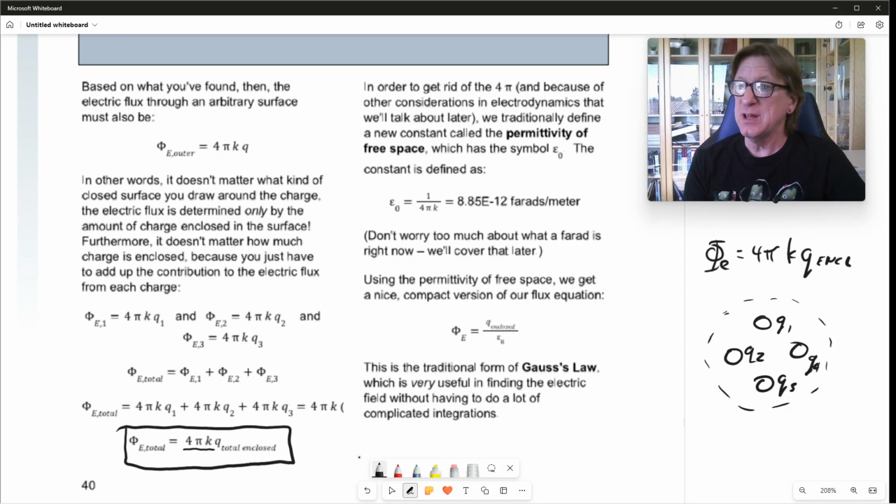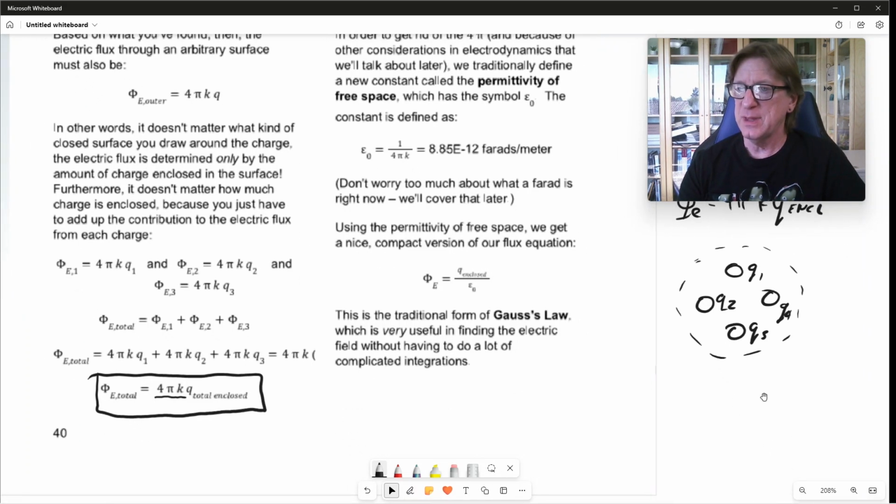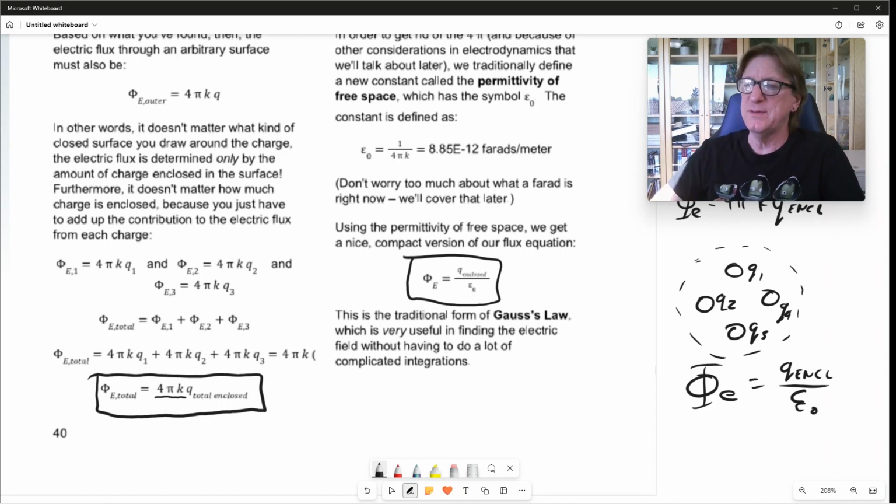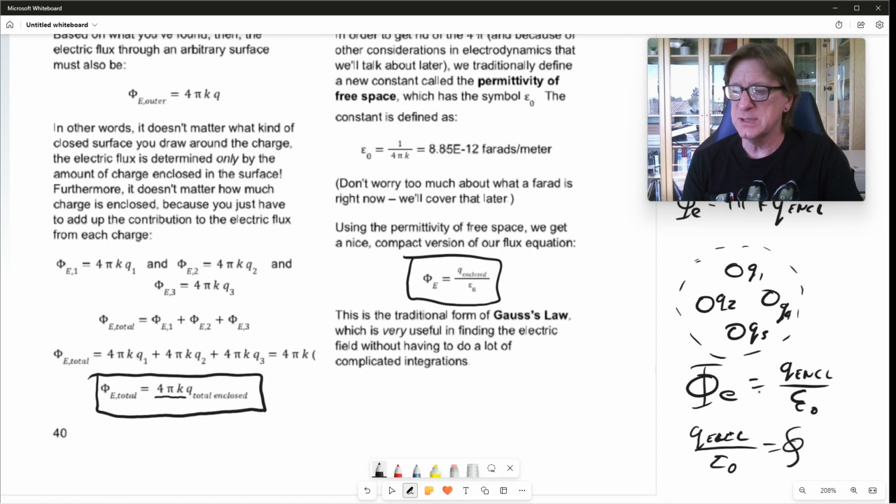Well, I want to make my formula a little bit prettier by replacing this with the permittivity of free space. And when I do that, then I'm going to get this result right here, that phi e is equal to the Q enclosed divided by this epsilon naught, this permittivity of free space. And that's the traditional form of Gauss's law. But you also know that Q enclosed over epsilon naught must be equal to the surface integral of E dotted into A.